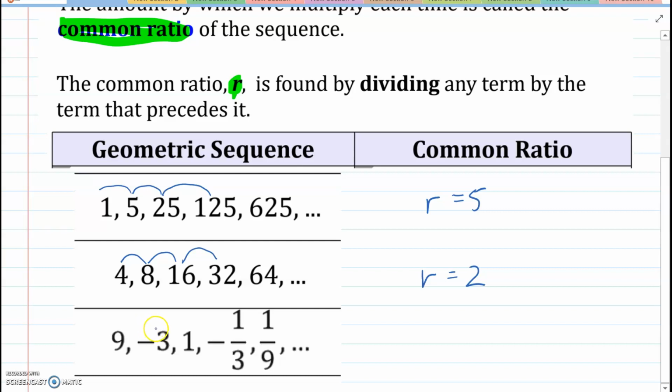So if I take negative 3 divided by 9, well, wait a second, that's going to get me a negative 1/3 when I reduce it. 1 divided by negative 3, that's going to be a negative 1/3. Negative 1/3 divided by 1, once again, negative 1/3. So we now get this sort of thing.